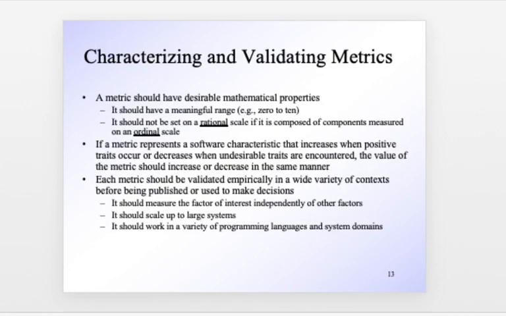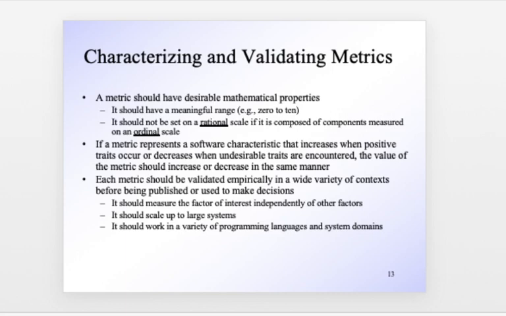So, characterizing and validating metrics. There are certain key things that you always need to remember. For example, a metric should have certain desirable mathematical properties, where probably the range could be somewhere between 0 to 10. It cannot be 0 to infinity or negative. It should be on a rational scale rather than an ordinal scale, and so on.